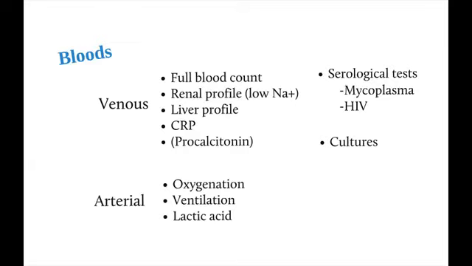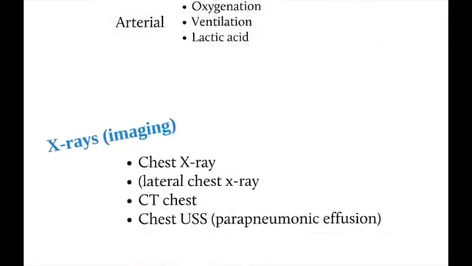And you want to do cultures, and blood cultures. We also do sputum cultures, but we'll come back to that later. And arterial blood gases are relevant when there's hypoxemia, and you want to check their oxygenation and their ventilation. Also, if they're very septic, you might get a raised lactic acid, and this lactic acidosis is a marker of sepsis. So that's another reason you want to do a blood gas.